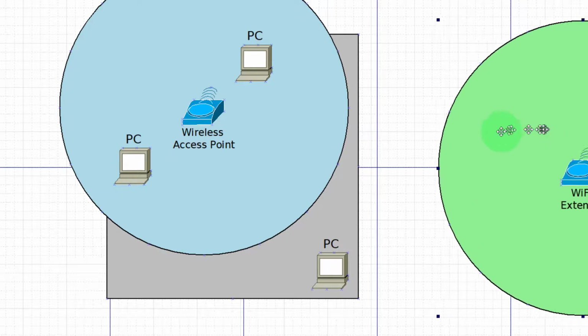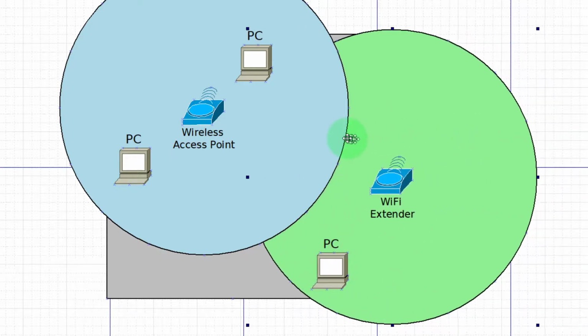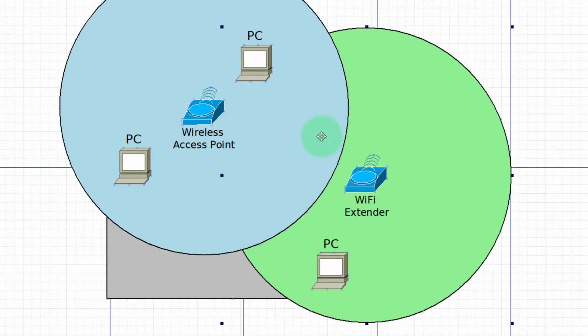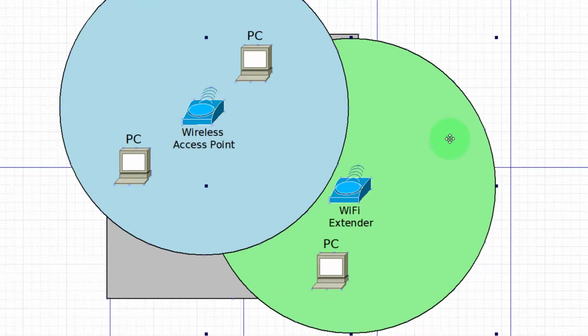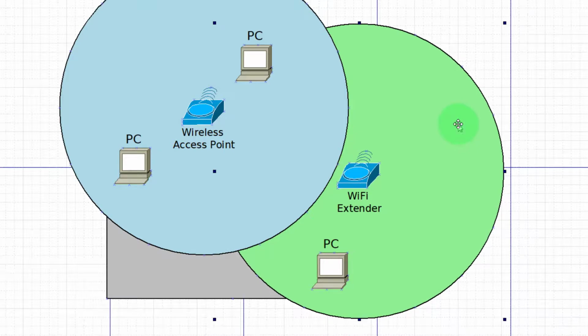What we can do is we can get something called a Wi-Fi extender. And we place the Wi-Fi extender so this PC is within the range of the Wi-Fi extender, and this circle from the Wi-Fi overlaps this wireless access point. So the Wi-Fi extender connects to the wireless access point, and it relays things to this PC. So we've actually added basically another access point, and we've increased our area of coverage.